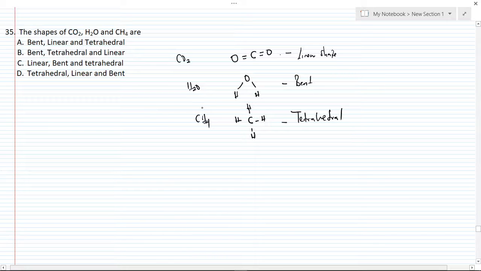So the option that matches what we just did, linear, bent and tetrahedral, is option C. So that's the correct option.